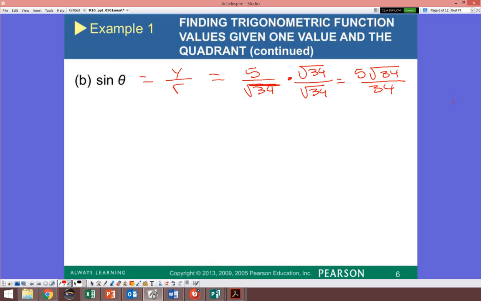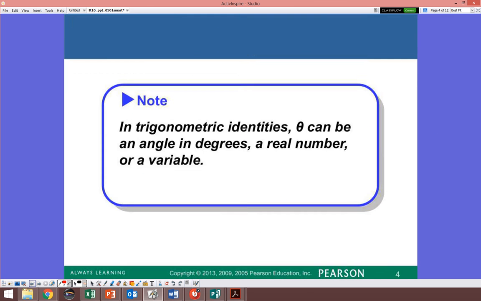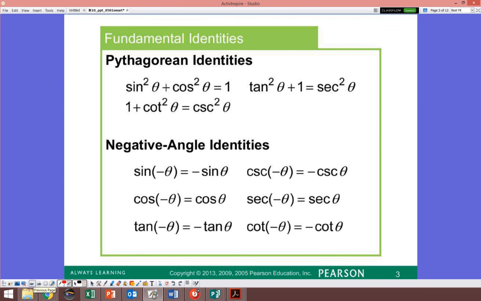All right, so part C. It says B again, I don't know why. Anyway, now, see this negative right here? That's a negative on the inside, right? So now I need to go back and see what this does. I'm going to back up to my identities. That was cotangent of negative theta. It's going to be the same as cotangent, but I put a negative in front.